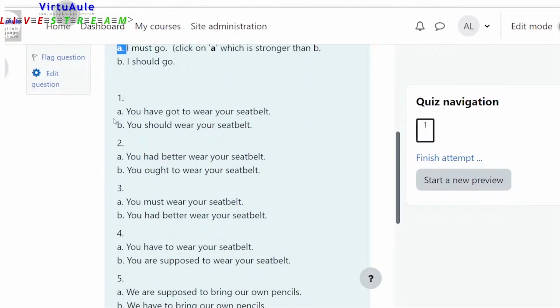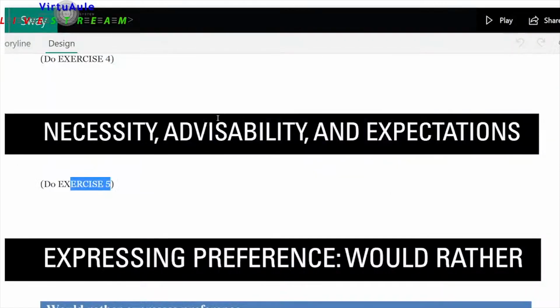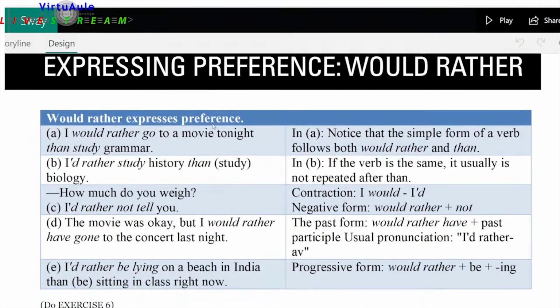Number 1, you have A, you have got to wear your seatbelt. B, you should wear your seatbelt. So A is stronger. You've got to wear your seatbelt. Stronger than should. That's just advisability rather than obligation.